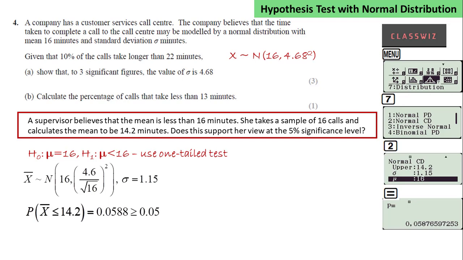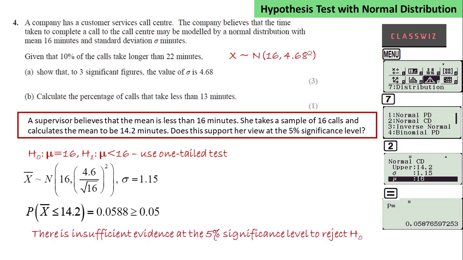0.0588. And because that is more likely, it's a higher probability than the significance level, we say there's insufficient evidence at the 5% significance level to reject H0. So there's not sufficient evidence at the 5% significance level to reject the proposition that the mean is less than 16.